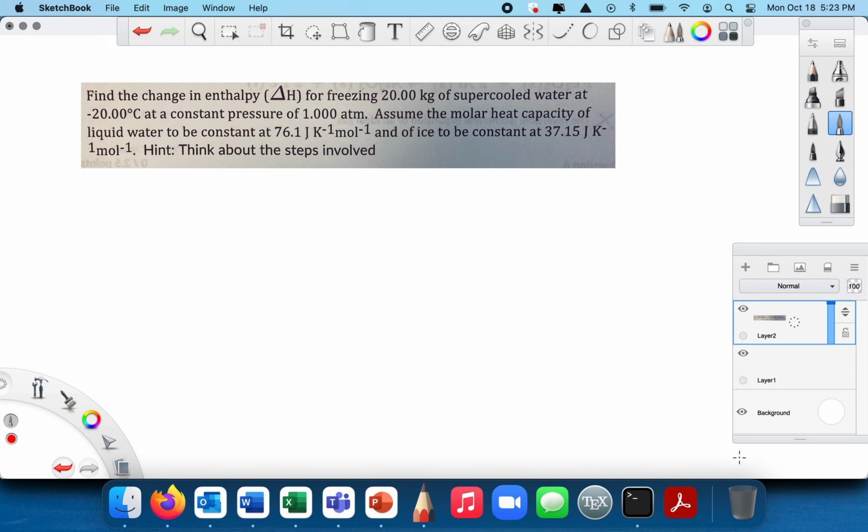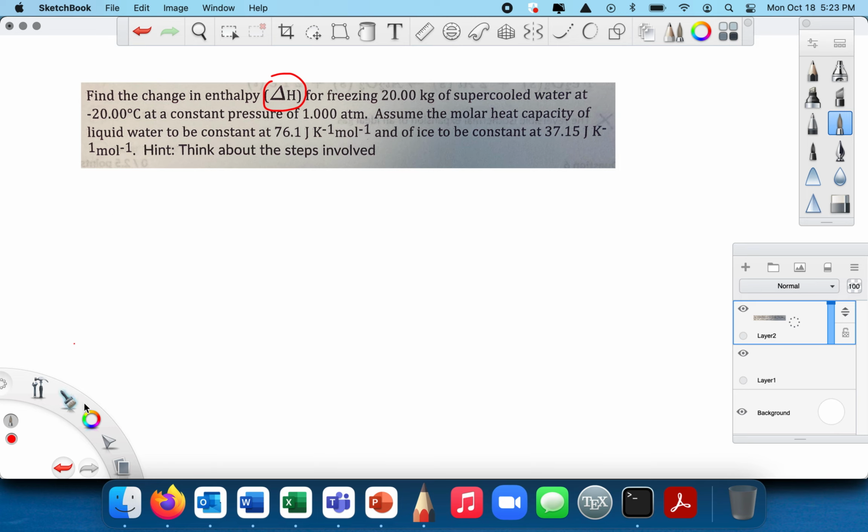So I got a question from a student a couple days ago, actually. I'm just not getting to it, for help in this homework problem, which is complicated, right? So let's just dive into it. Find the change in enthalpy, and let me get my marker here. Find the change in enthalpy for freezing this amount of water.